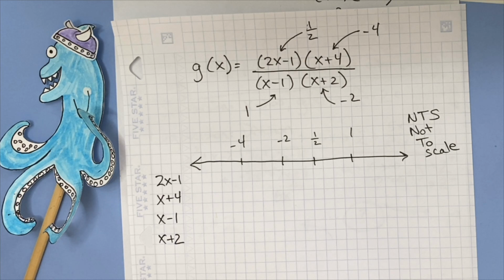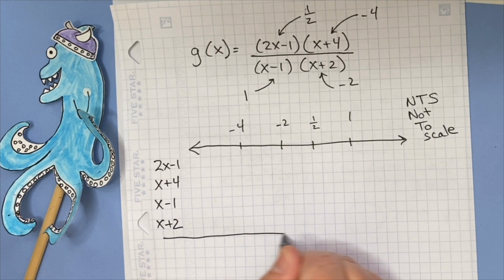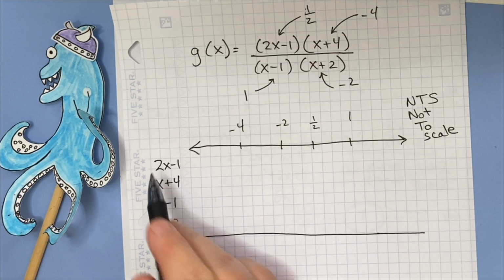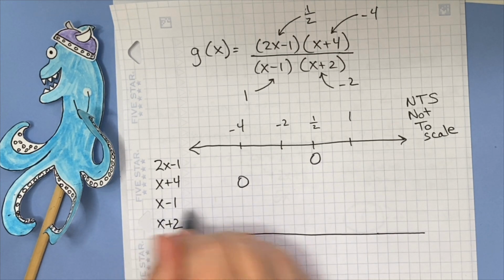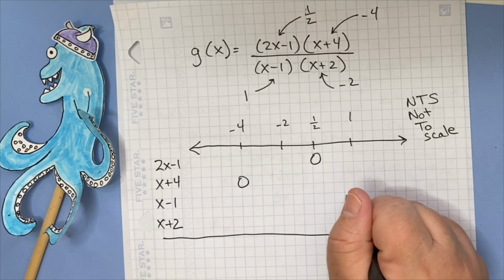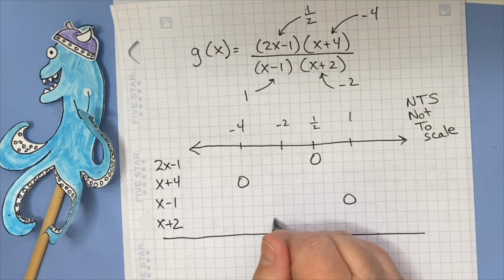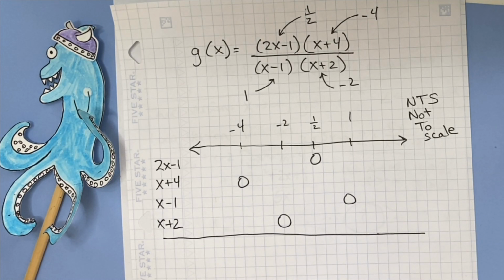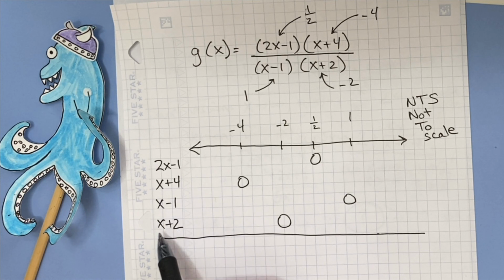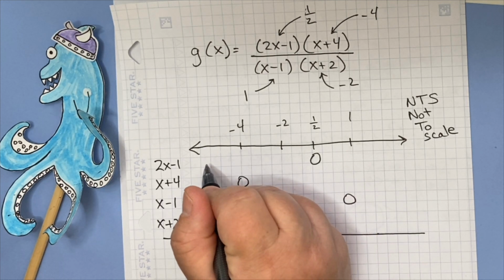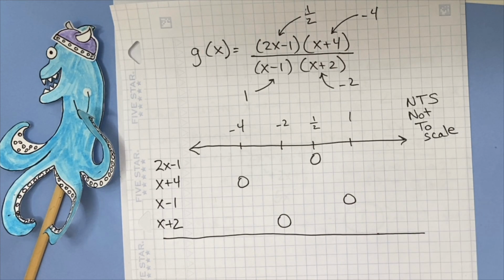Okay, so first thing, I'm going to go through, and for each one of these, I'm going to mark where each one is 0. X plus 4 is 0 at -4. X minus 1 is 0 here. There we go. And x plus 2 is 0 at -2. So I've got a bunch of zeros. Okay. And then all of these lead with x. So 2x minus 1, x plus 4, x minus 1, x plus 2. Hopefully you remember from doing this a lot that that means that we're going to have a bunch of minuses and then a 0 and then a bunch of pluses.